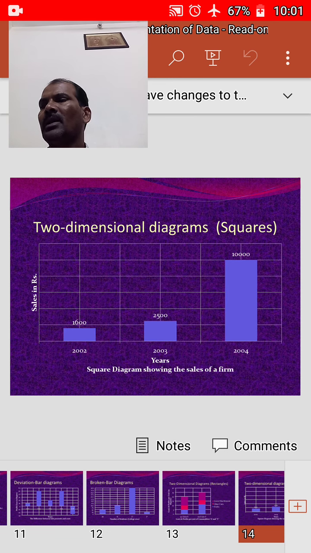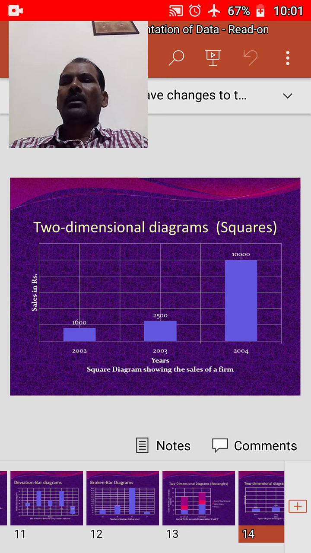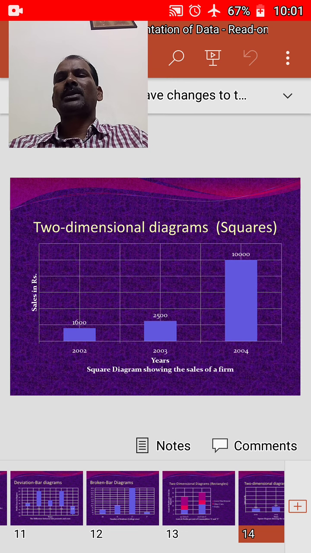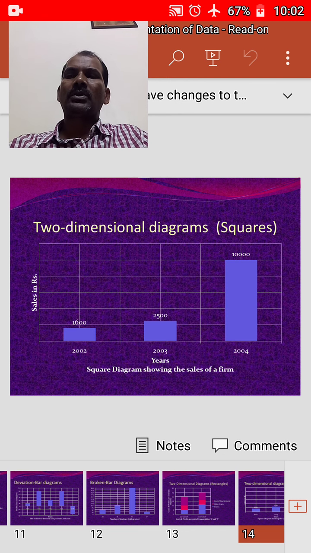Next, two-dimensional diagrams. We have squares. Another type is squares. Square diagrams are used to present data, especially when the values of items have a wide range of variation.